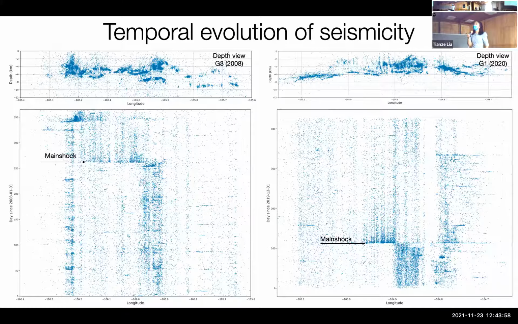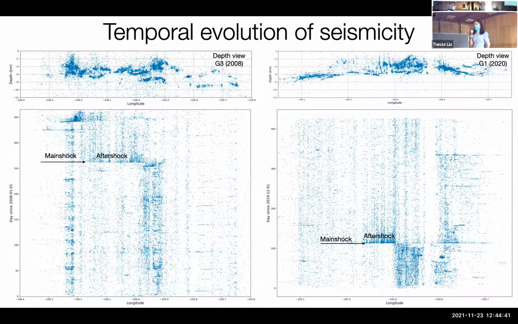And here I'm showing you the seismicity distribution in depth view and also in longitude over time domain. I highlight these because these two experiments actually captured two magnitude 5 to 6 events. I marked the time of the two main shocks during each experiment. You can see the increase in seismicity after the main shock, which we call aftershocks. And these two faults actually show very similar microseismicity behavior.